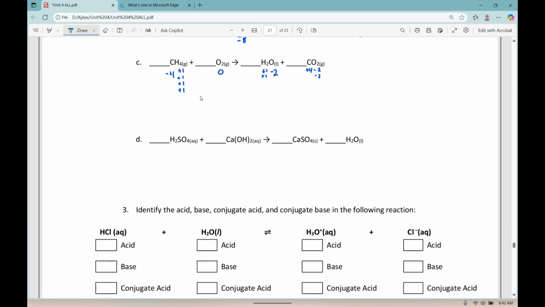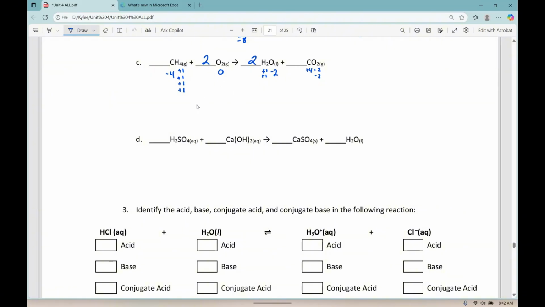Now, I can't write a net ionic equation for this because there's nothing that I can break apart. Remember, with net ionic equations, I can only break apart my aqueous. And here I have gas phase, liquid phase for water, and then more gas phase. So I can't break anything apart. I do need to balance this though. I have 4 hydrogens, so I need to put a 2 here. And then that gives me 4 oxygens on the right, so I'd put a 2 here.